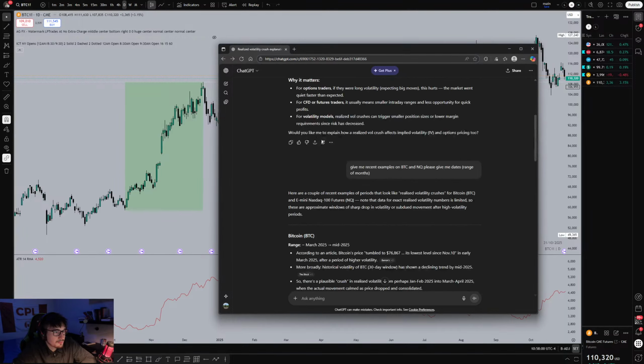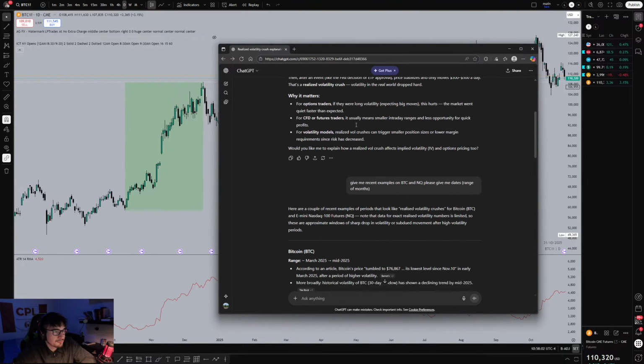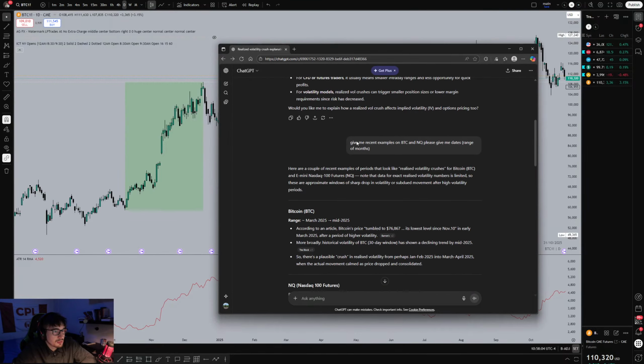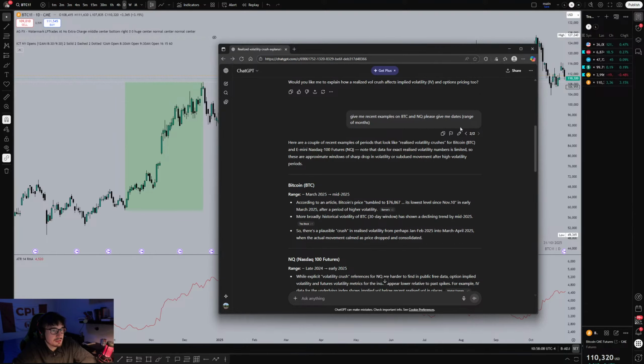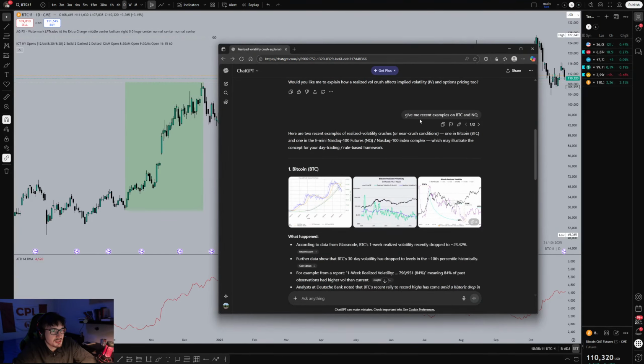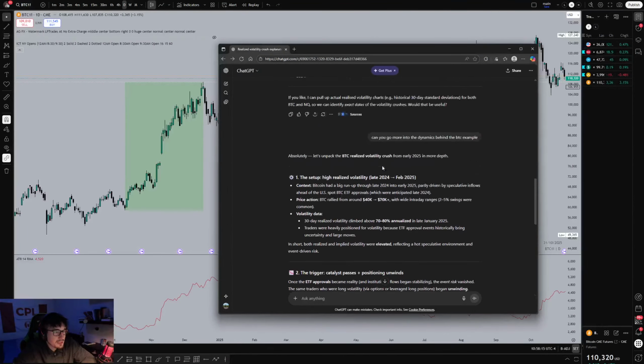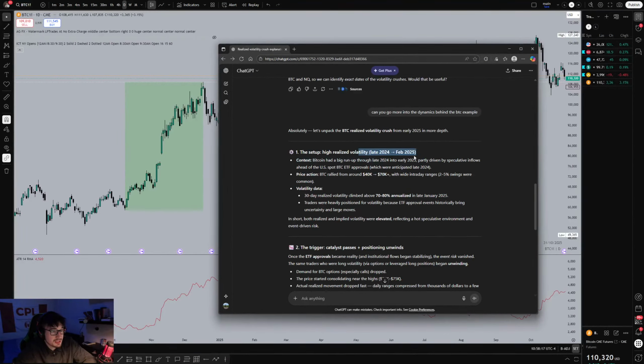This is, it gives an example. It doesn't really matter, we're not going to look at that. So I said, give me recent examples on Bitcoin, NASDAQ. Give me dates in the range of months. First I had asked just to give me recent examples, it didn't give me any dates, so I don't know. And then it actually gave me the exact period where I was unprofitable.